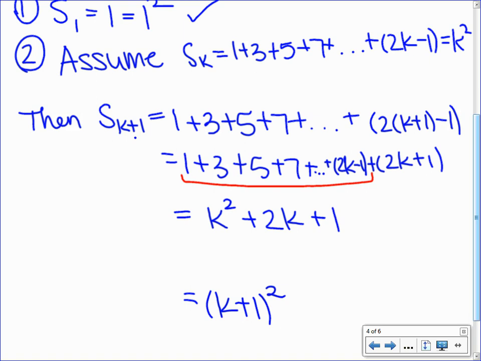Okay. Since this is the sum of the first k plus 1 terms, I have to have the first k terms, and then I add the k plus 1 term. So I know that the term before this is 2k minus 1, because this is the k term, this is the k plus 1 term. Okay. Do you see what I underlined right here? Do you agree that that's the same as this right here? Well, what does this equal? K squared.